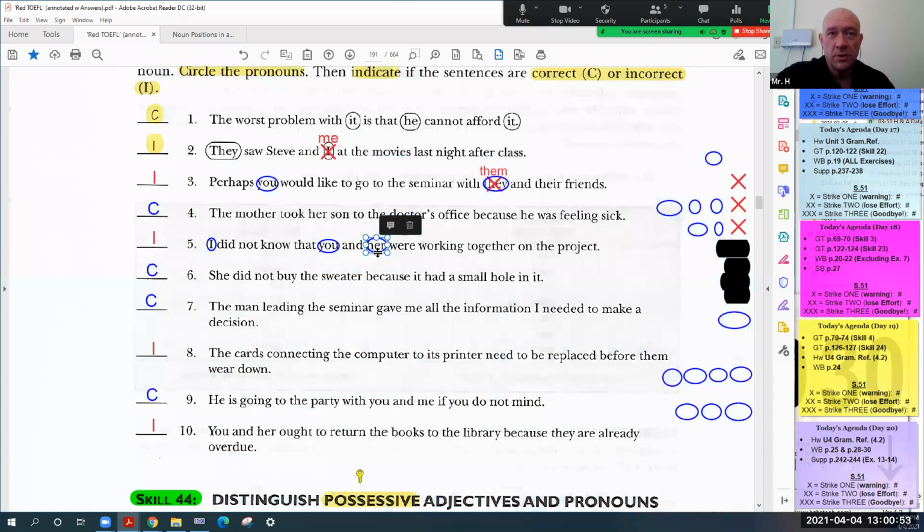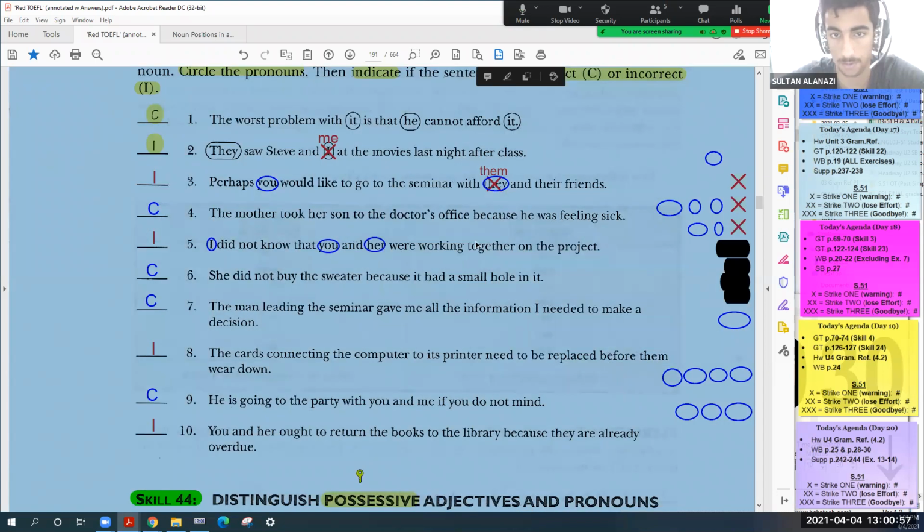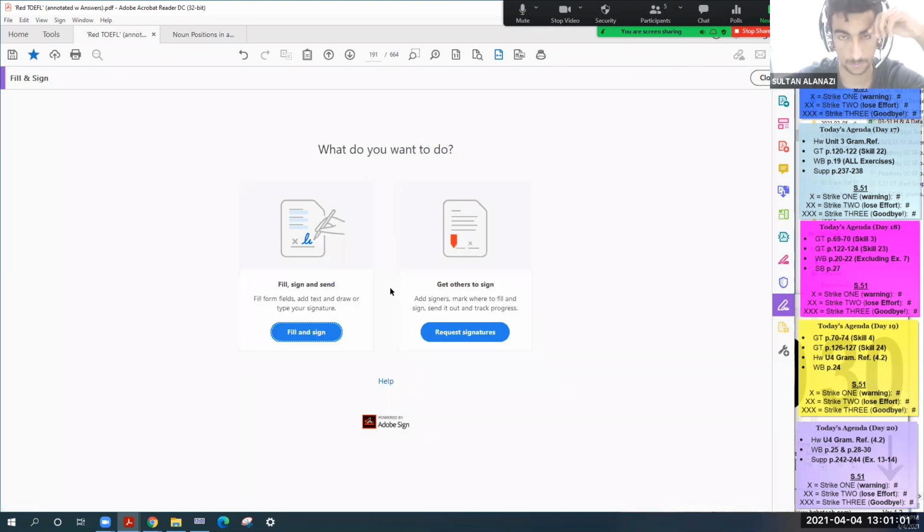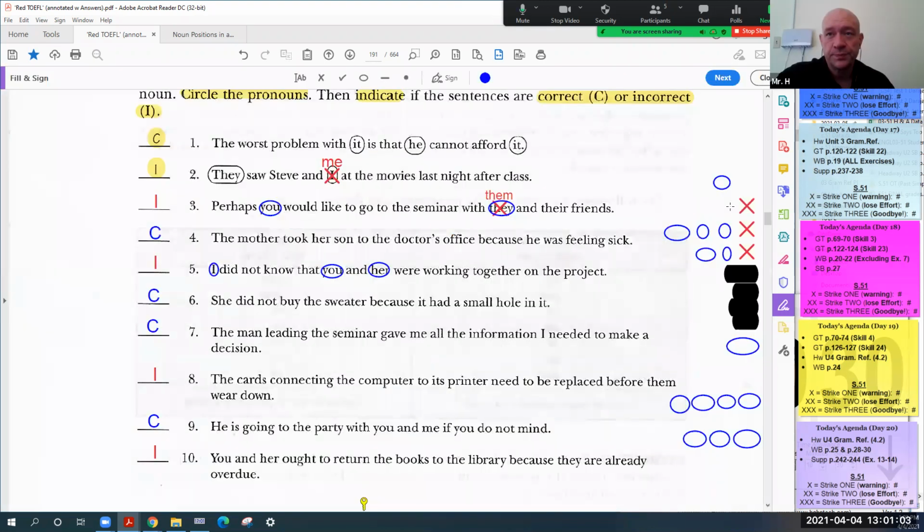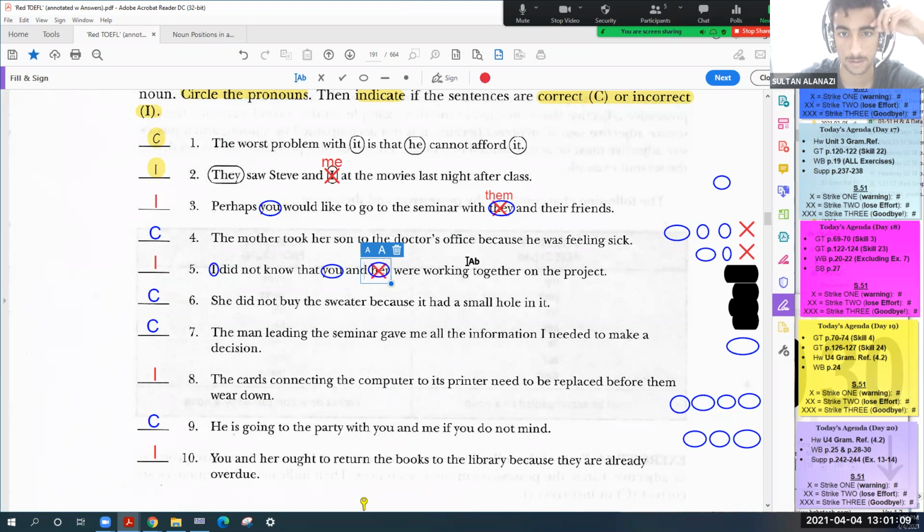Okay. So what's the problem then? We shouldn't put it here. We should put she. And why? What's the reason? The reason is it's a subject, not an object. Why should we use a subject though? What's the reason for that? We have a connector word, and we need the subject for that connector word.